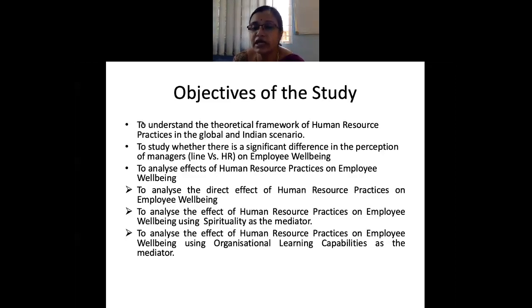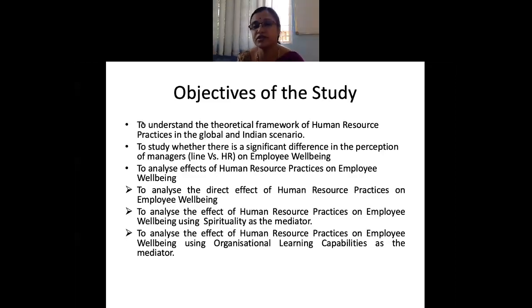So when I'm doing data analysis and interpretation, or when I'm writing my findings, I can go objective-wise. I can give it as objective 1 and state what the theoretical framework is when it comes to human resource practices. Under human resource practices, whatever dimensions I have taken, I would already have covered how these concepts have emerged in the introduction and the review, so it satisfies my objective 1. In my findings, I will only give the summary of the theoretical framework.